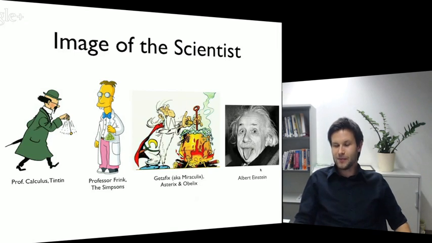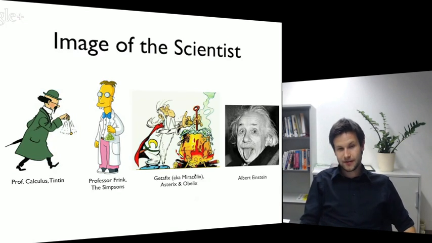Like this picture of Albert Einstein, or Getafix, which is called Miraculix in Europe, which I find interesting, that there is a different name in Europe for this guy who is creating this superpower drink. Anyway, the message here is that the image of scientists is really bad, and that's probably also their own fault, because some scientists are bad at communicating their results.